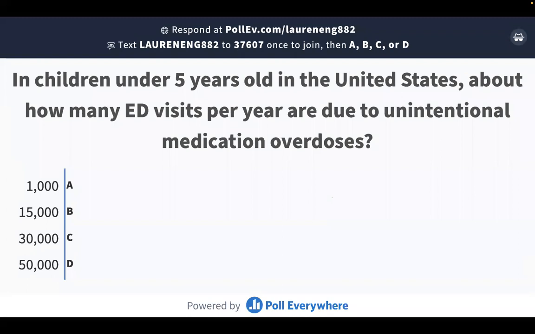Here's my first poll for everybody. You can respond on your phone or via text. In children under 5 years old in the United States, about how many ED visits per year are due to unintentional medication overdoses?